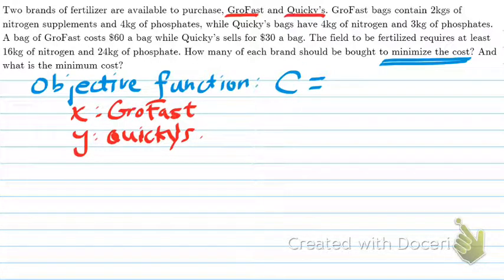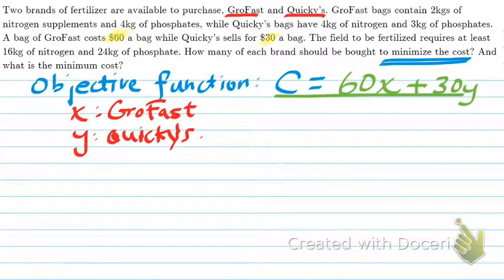So if X is GrowFast and Y is Quickies, then now we have a way to figure out our cost, right? Let me use the highlighter here. Bag of GrowFast costs $60 and Quickies cost $30. So in terms of X and Y, every GrowFast bag would be 60 times the number thereof, X, and every Quickies bag would be 30 times the number thereof, or Y. So our goal is to minimize this thing right here.